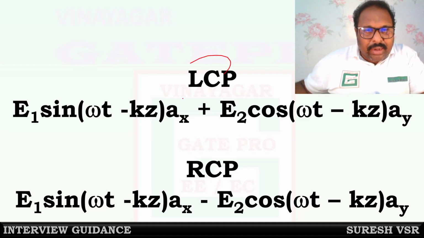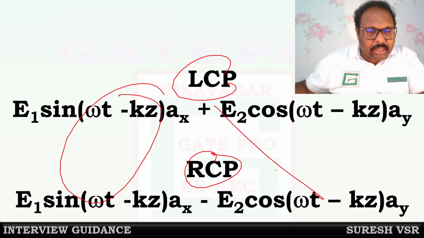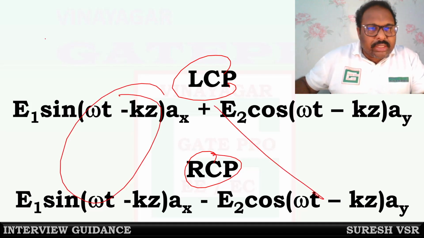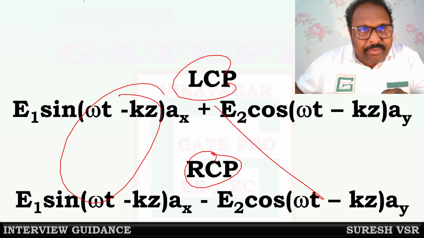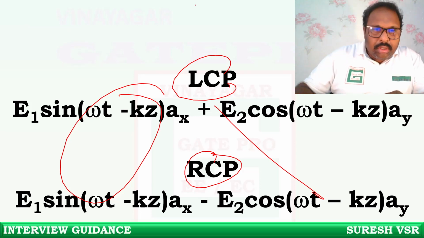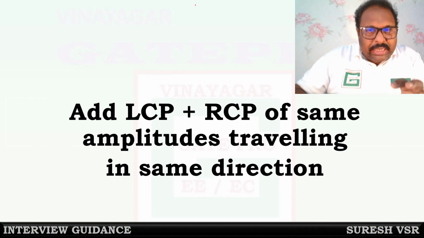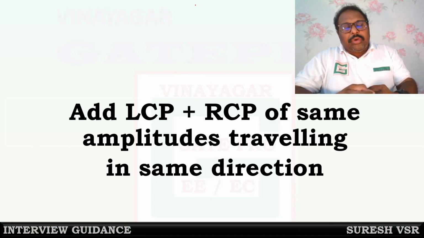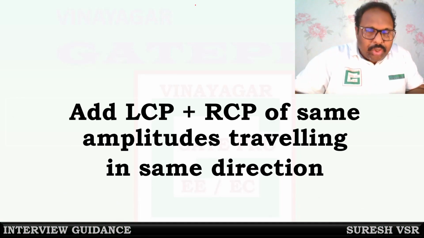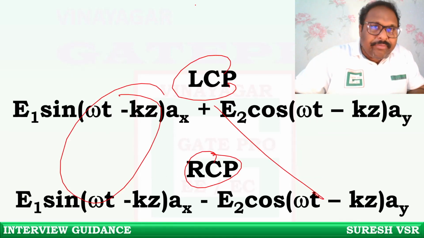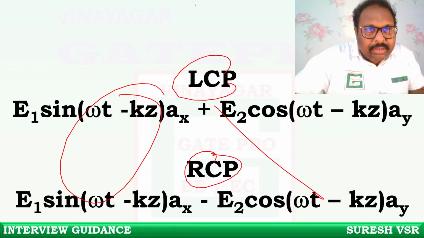So when you add this left circular and right circular, you'll only get this sine term and this cos will be cancelled. That's so interesting to know that it is going to be a single component linearly polarized wave. So whenever you take left circular and right circular polarized waves of the same amplitude and traveling in the same direction, you can always get a linearly polarized wave. This is an excellent example for it.